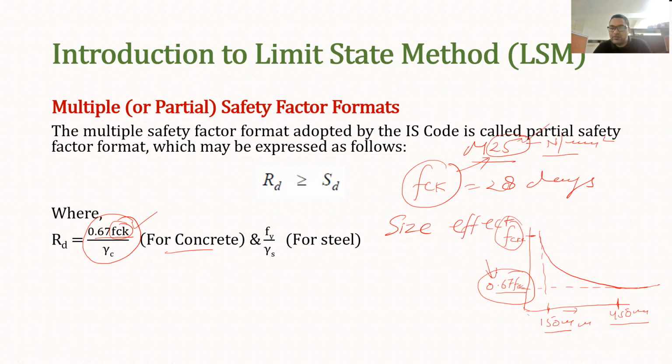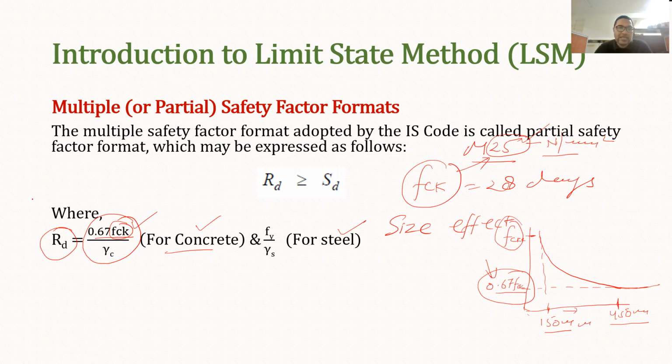So therefore, we generally take the actual strength of concrete as 0.67 fck, and this is also known as the nominal strength of concrete. So therefore, talking about the Rd, this is the design strength of the material. Now, in case we have two materials, one is concrete and the second one is steel. So this design strength is actually the fraction of strength of material.